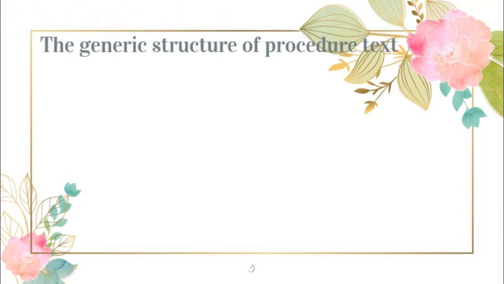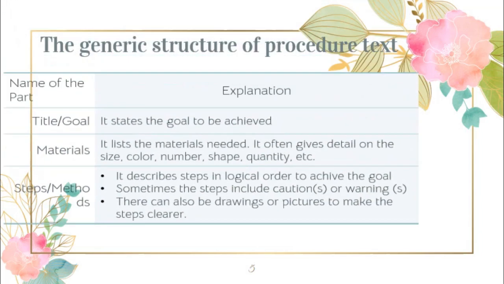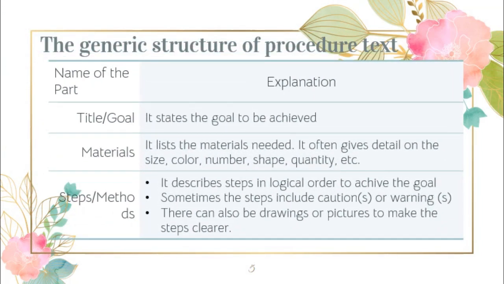The generic structure of procedure text. Struktur dari text procedure. So there are three structure of procedure text. Jadi ada tiga bagian dari text procedure. The first one is goal, and then materials, and then steps. Jadi ada goal atau tujuan, and then we have materials. It lists the materials needed. Jadi materi atau bahan-bahan apa yang dibutuhkan. And then we have steps atau langkah-langkah dari text procedure.